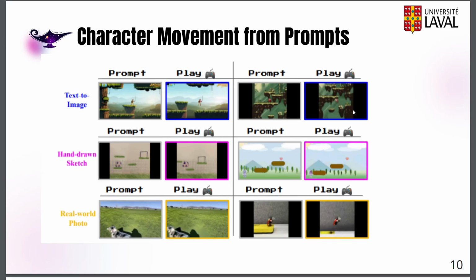In this image, we can see the prompt frame alongside adjacent frames generated after applying latent action multiple times. In the top row, the character jumps off the platform on the top left, starting from a text-generated image. In the second row, the prompt is a hand-drawn sketch. Here the pink soccer ball moves upward to the right. And in the real-world photo example, at the bottom left, a dog moves to the left of the frame.